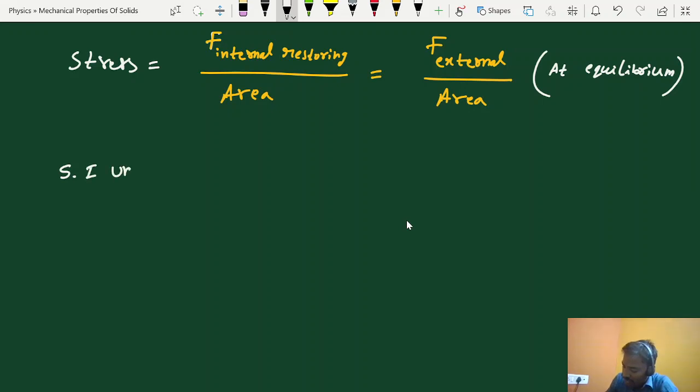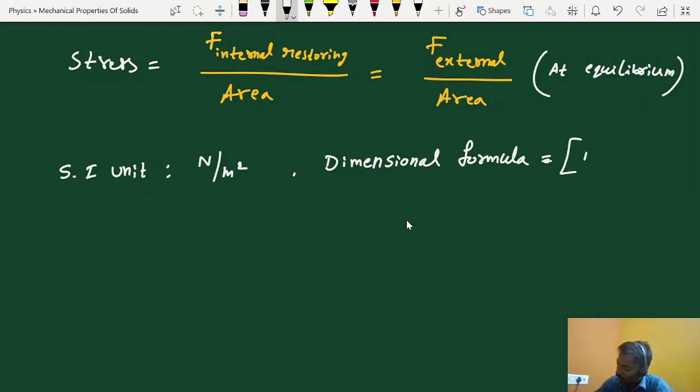And the next point is, the SI unit of stress is Newton per meter square. Dimensional formula is M L power minus 1 T power minus 2. Right, students? In case you are not able to remember the dimensional formula, it is very easy. Here it is force by area. You can substitute the dimensional formula of force and the dimensional formula of area. So after simplification, you will get it.